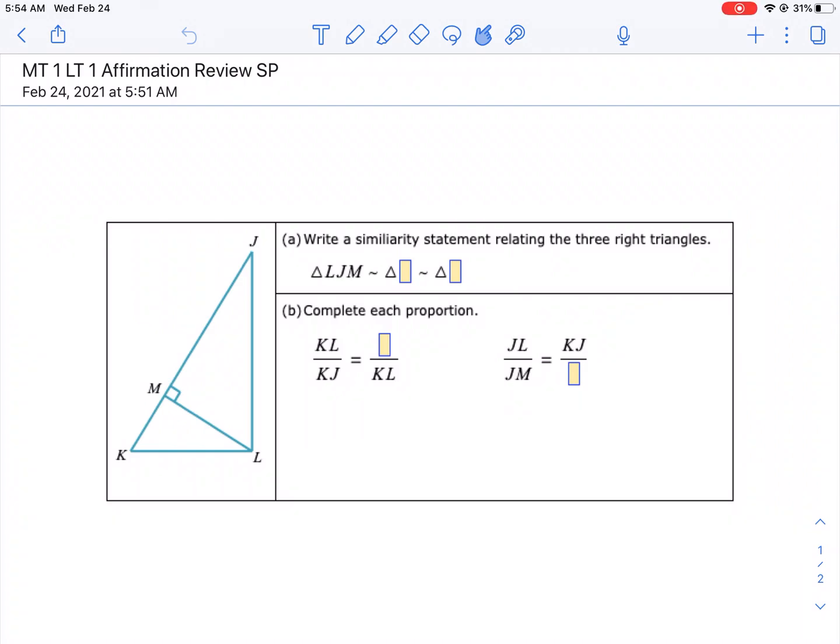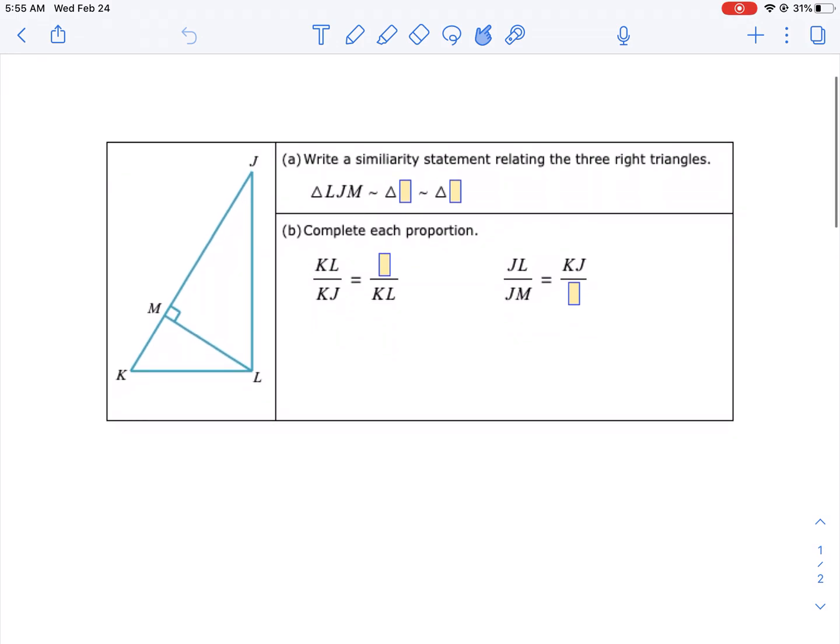Hello, let's take a look at your MT8-LT1 affirmation. This one is a little confusing because you got one of these questions right and one of the questions wrong. So I don't know what you did to get it right, and I'm just as confused as to what you did to get it wrong here. So I'm just going to take a look at it.